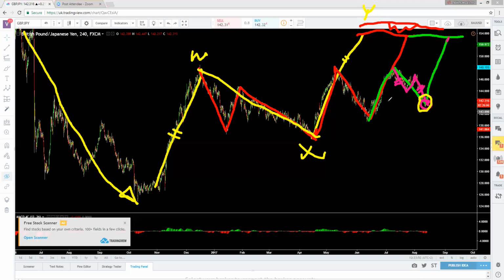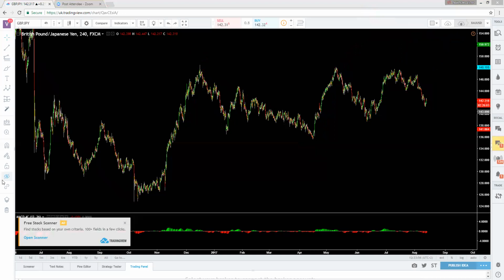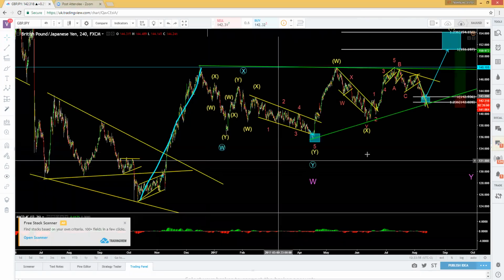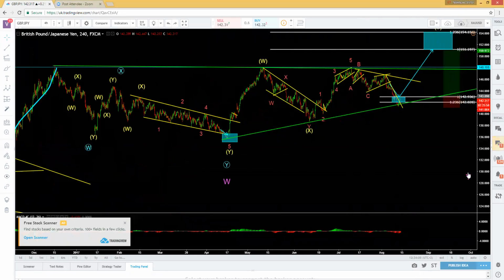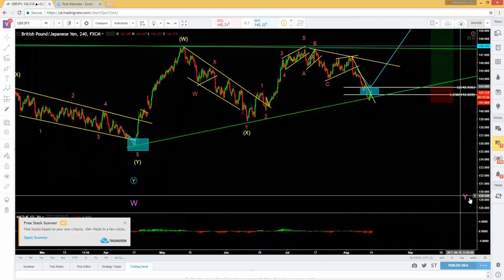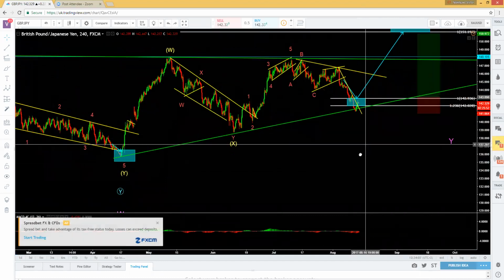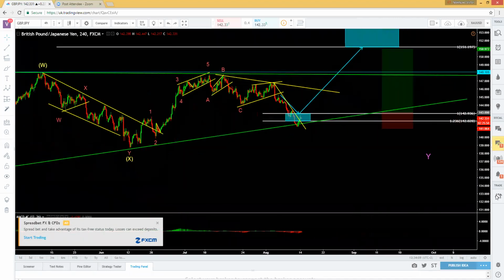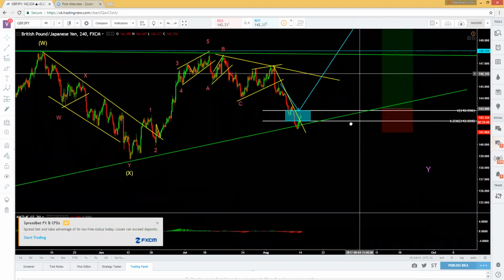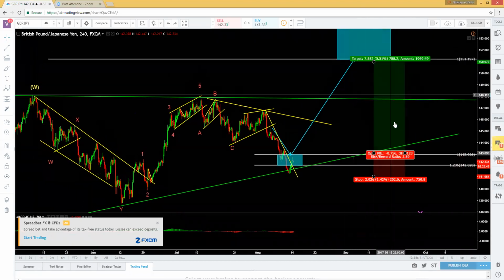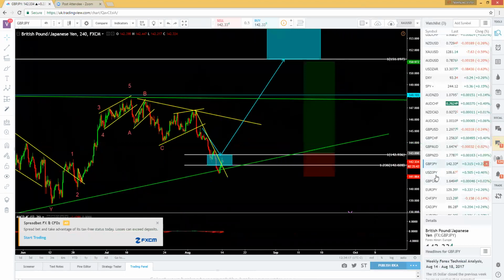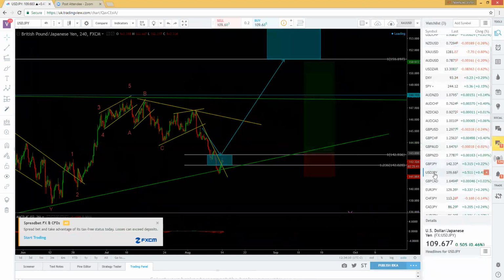Right? So this is why I'm going to bring up the labeling now again. This is why we've got a blue box there. And this is why we've now entered a long on pound JPY. Okay, US dollar JPY.